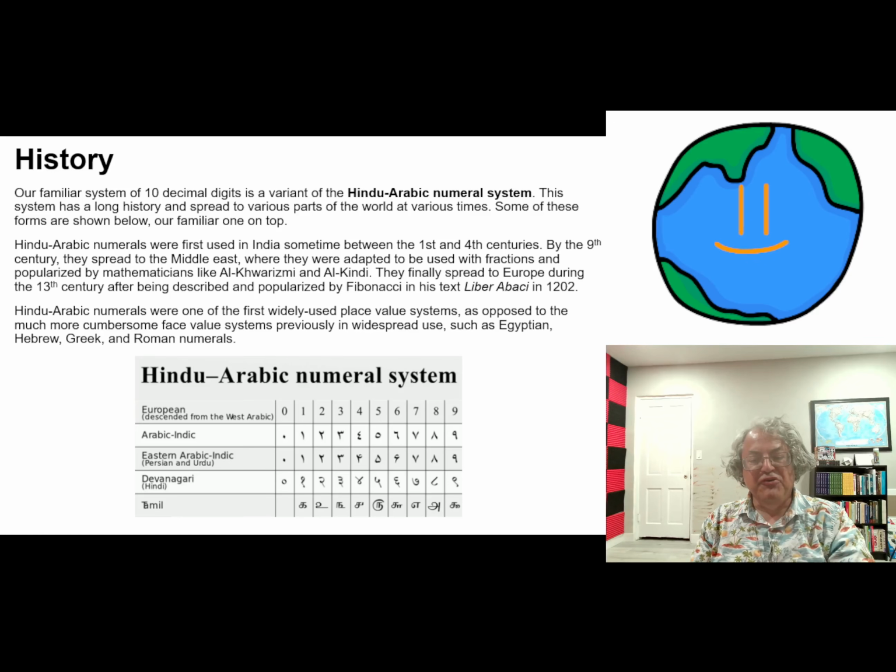And then they finally spread to Europe during the 13th century after being described and popularized by Fibonacci in his text Liber Abaci in 1202. What I think is kind of interesting is Fibonacci is mainly known for Fibonacci numbers, the Fibonacci sequence. They're a fascinating sequence of numbers, no doubt. Very active variable number theory still even today.